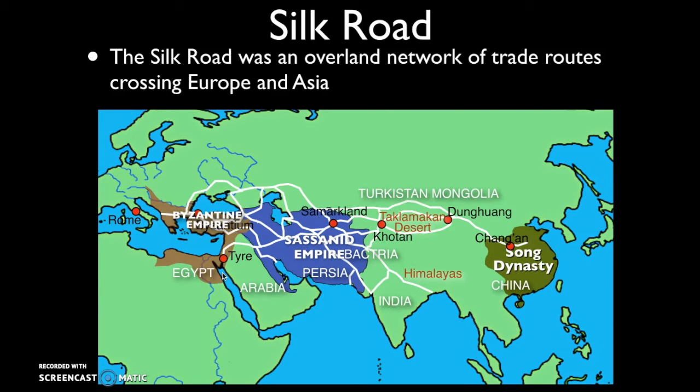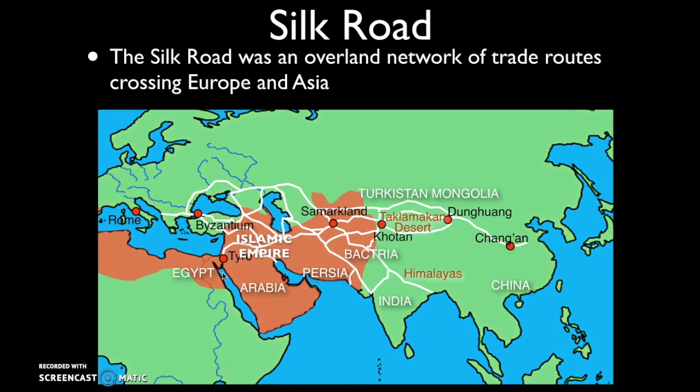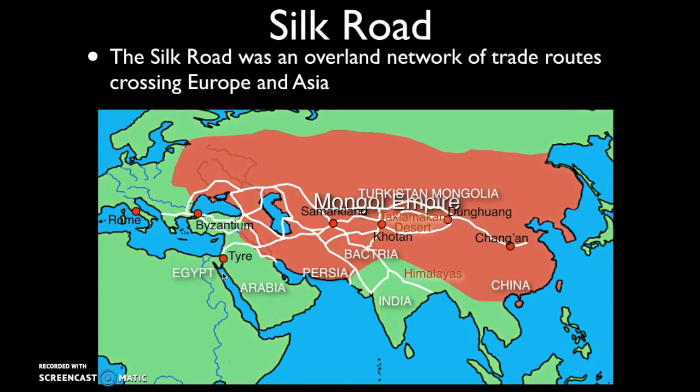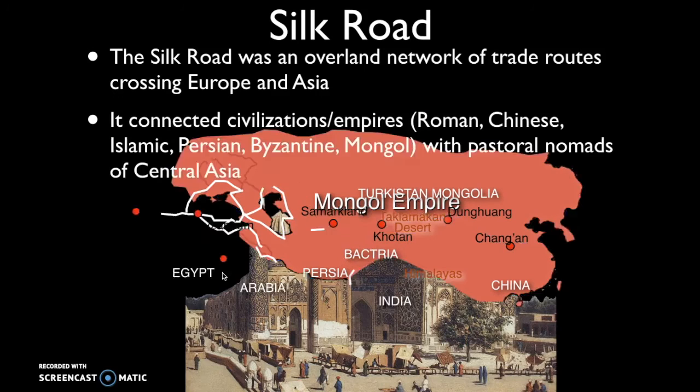Later in period 3, it's going to connect the Sassanids, the Byzantines, the Song in China. It's going to connect the Islamic Empire and the Tang Dynasty in China. It's going to ultimately span nearly the entire Mongol Empire, this massive, huge land empire in the 1300s.